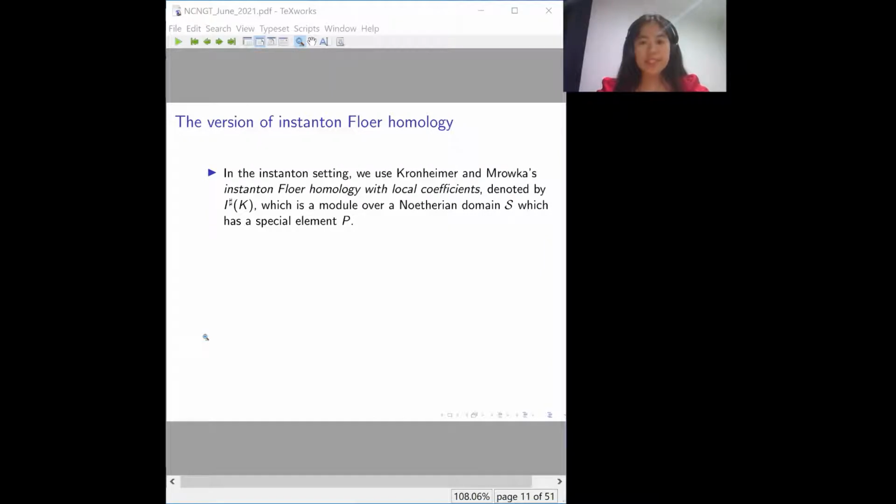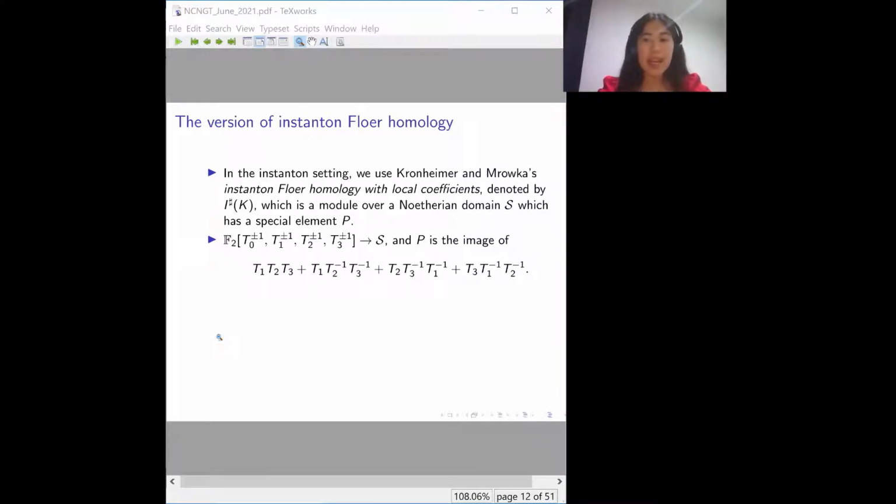The version of instanton Floer homology that we're going to be using is Kronheimer and Mrowka's instanton Floer homology with local coefficients, which is denoted I sharp of K. This is a module over a Noetherian domain S, which has a special element P. More specifically, we can construct S as the quotient of the Laurent polynomial ring in 4 variables over the field of 2 elements, and P is the image of an element that you can specifically construct in this ring of Laurent polynomials.